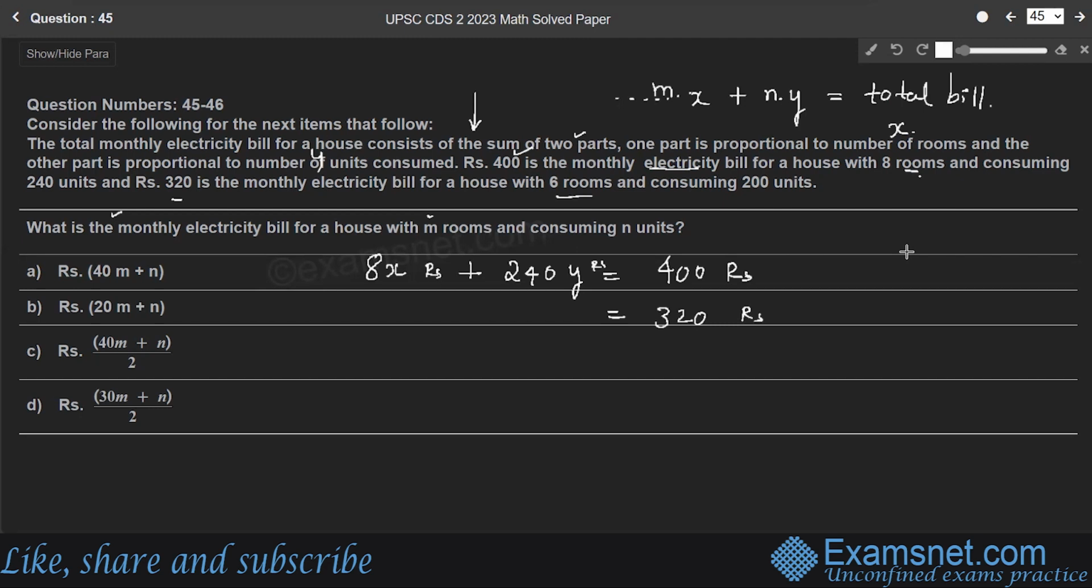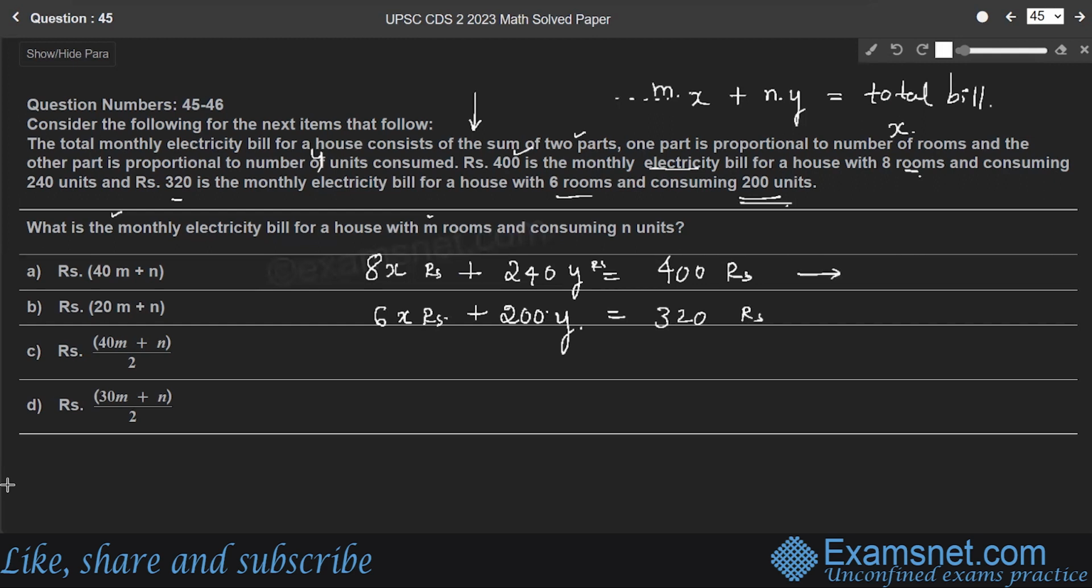That house has 6 rooms. That means 6 into x rupees, right? One part of the bill is 6 into x rupees. Another part of the bill is the units consumed by that house, which is 200 units into y, where the amount per unit is y, right? 200y plus 6x rupees is the total bill of the other house, right?